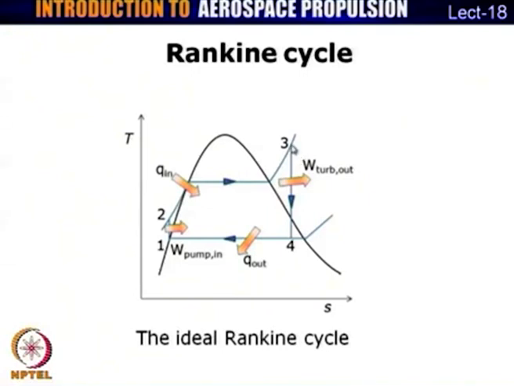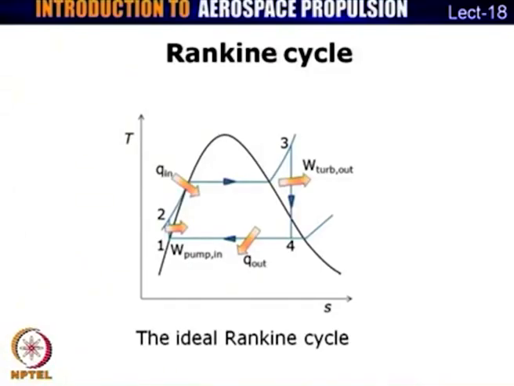And process 3-4 is the isentropic expansion process. During process 3 to 4, there is a net work output from the turbine, and at the end of the expansion process we have a constant pressure heat rejection. So, process 4 to 1 is a constant pressure heat rejection process. So, these are the 4 different processes which constitute the steam power cycle, that is process 1 to 2, which is the work input. In the case of steam power plant, it is through a pump. So, it is an isentropic compression.